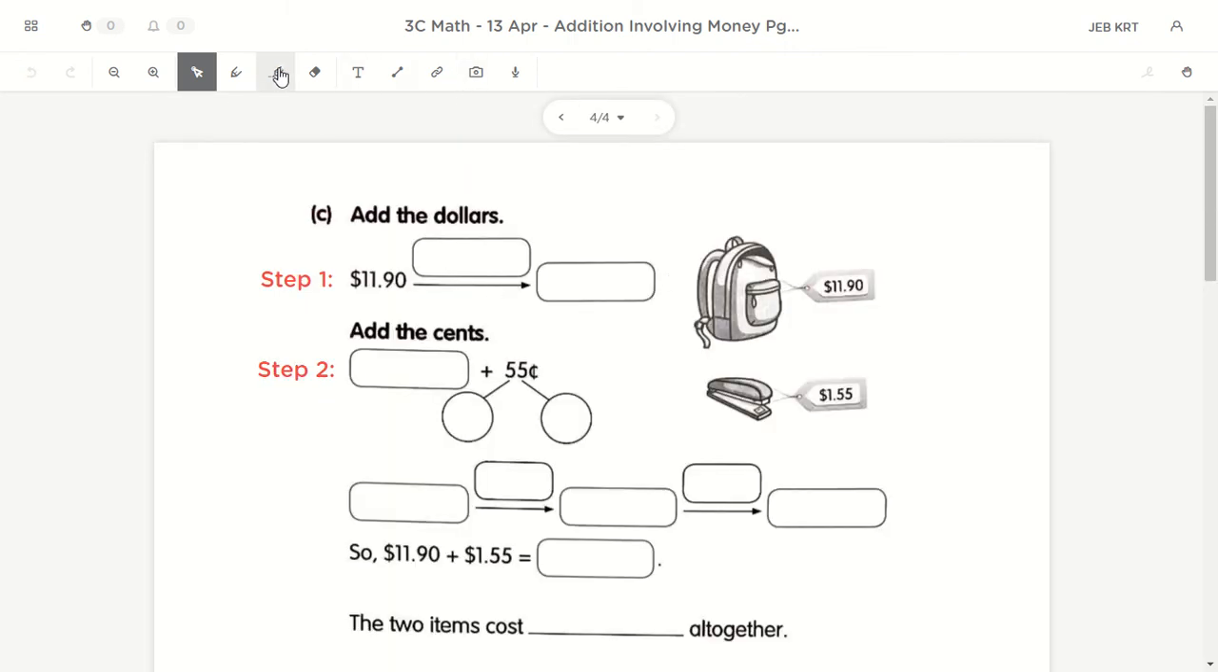Okay, this one I'll just go through. So same thing, add the dollars first, which is the $1. Simple as that. So here you need to write yourself. So plus $1. So $11.90 plus that $1 will give you $12.90. Then after that, this is just step 1, you have to bring this down to here. Now you add the cents part, which is actually 55 cents, which is here. So let's write the $12.90 down first.